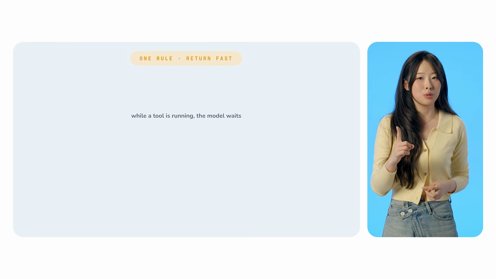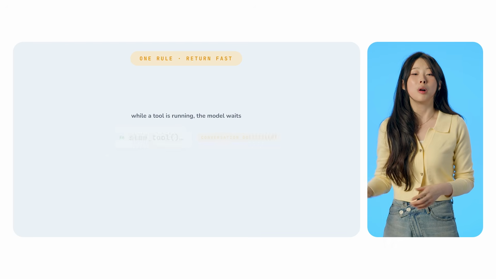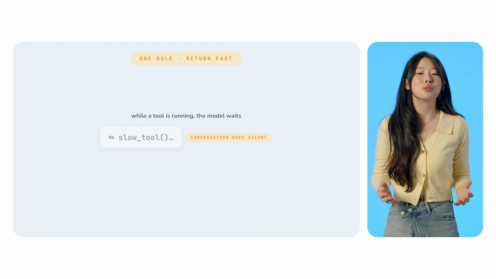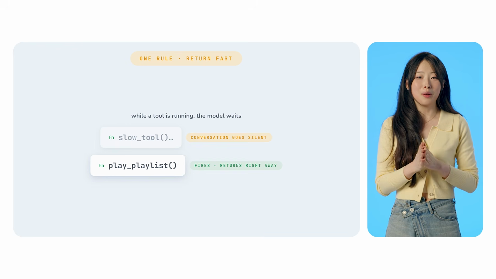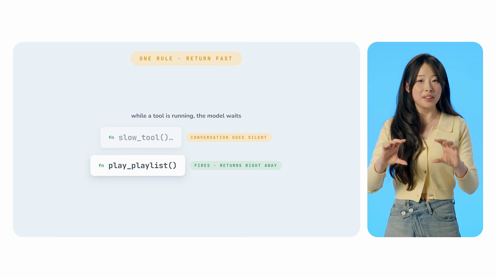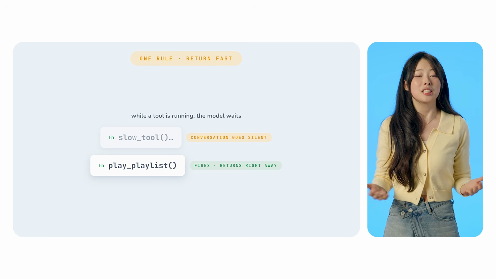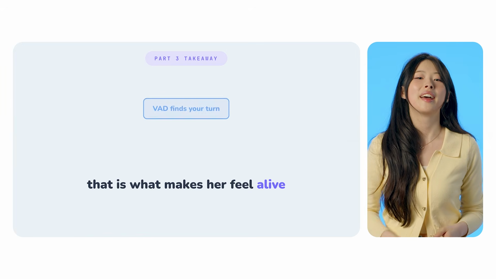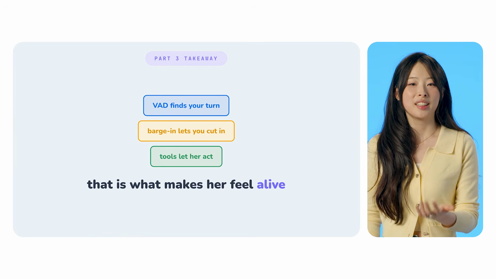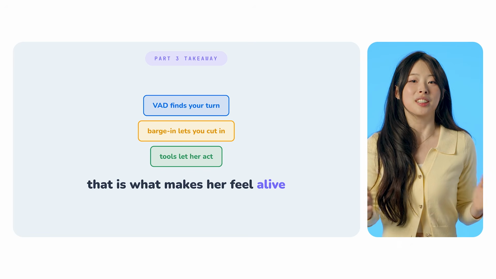This is the one rule that matters a lot for voice. While a tool is running, the model waits. So tools need to return fast. If a tool takes too long, the conversation goes silent. That is why your music tool fires the command and returns right away. It does not make the agent pause. Part 3 takeaway. VAD finds your turn. Barge-in lets you cut in. Tools let her act. That is what makes the agent feel alive.